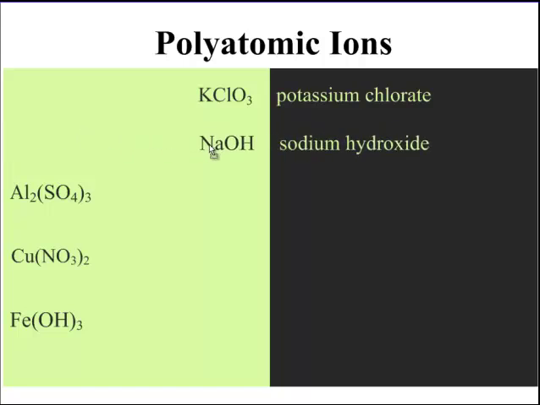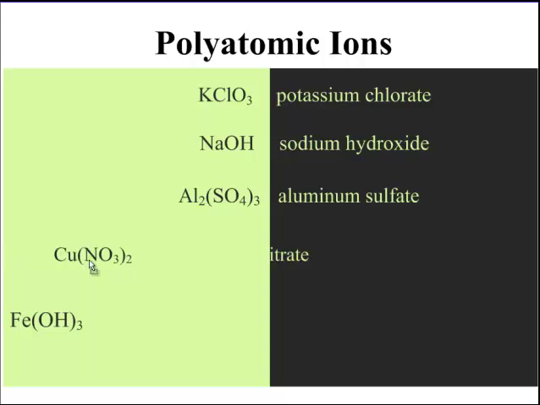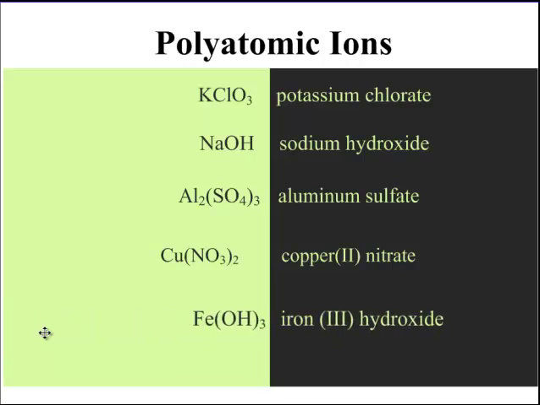NaOH, sodium hydroxide. Al2(SO4)3 is aluminum sulfate. Cu(NO3)2 is copper 2 nitrate. Did you remember the Roman numeral for copper? You've always got to include a Roman numeral when there's a transition metal present. Polyatomic ion doesn't change that. Lastly, Fe(OH)3 is iron 3 hydroxide.